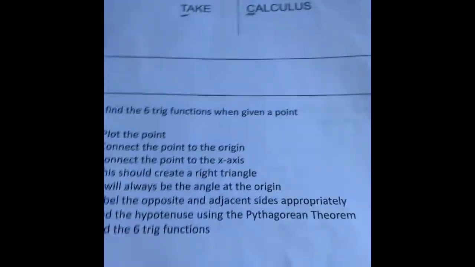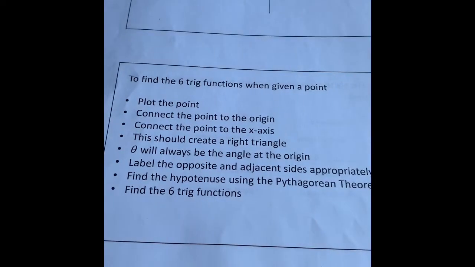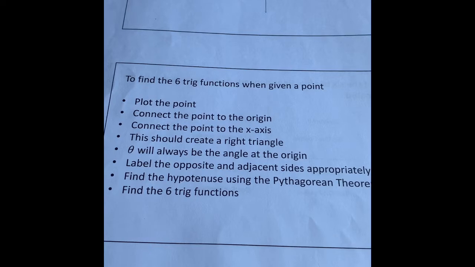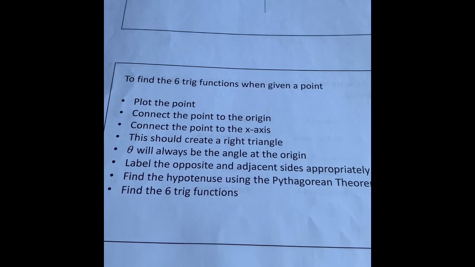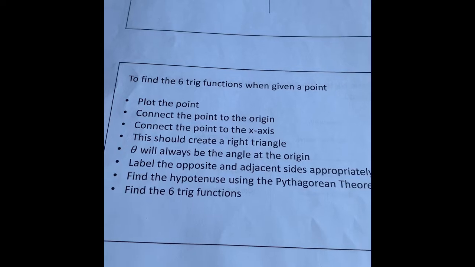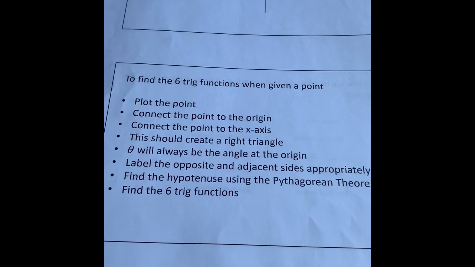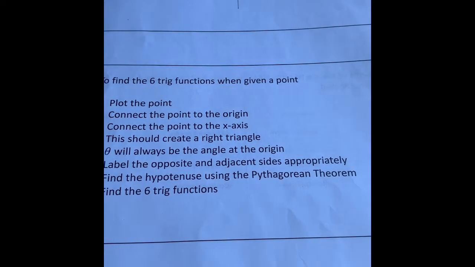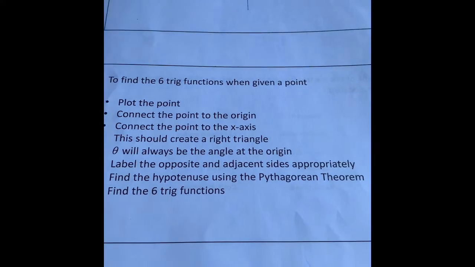So the next slide that you see in your notes is the set of directions that we are going to be using to complete the two example problems. So they're going to give you a point, you're going to plot that point, and then you're going to connect that point to the origin, and then also connect that point to the x-axis. What this does is it creates a right triangle. Then we will label theta at the angle that is sitting at the origin. And then we're going to label the opposite and adjacent sides appropriately based off that location of theta.